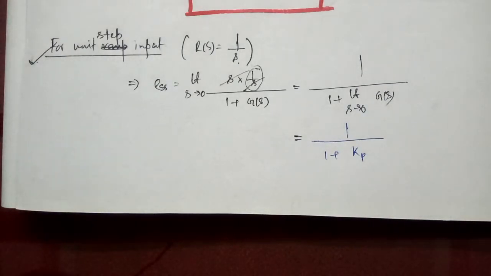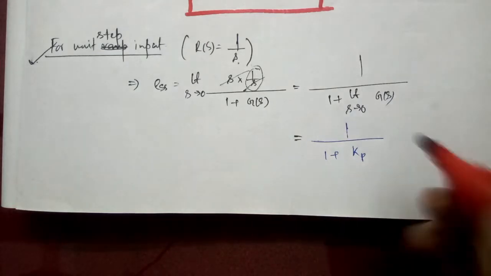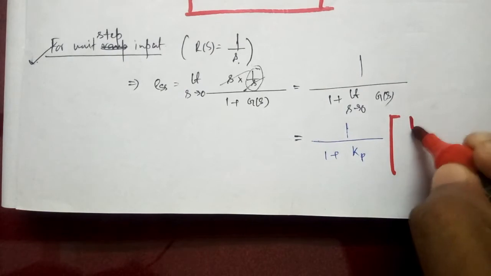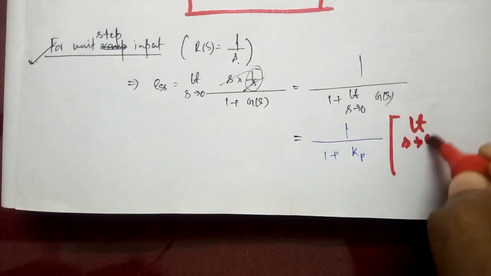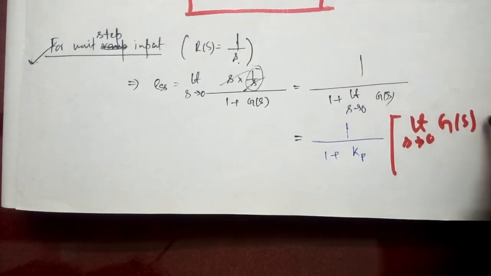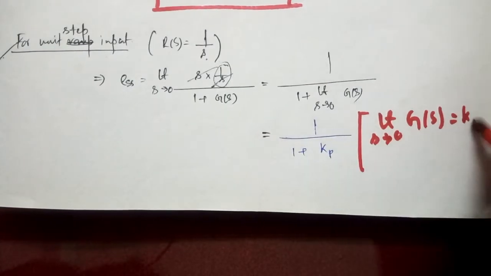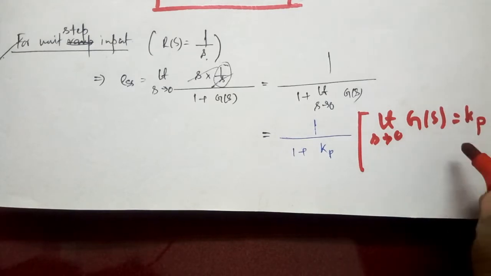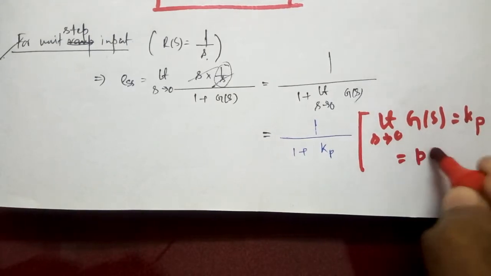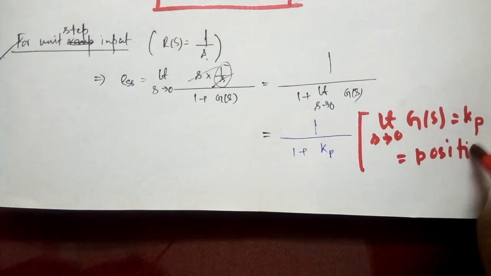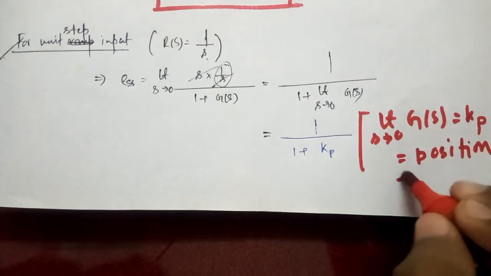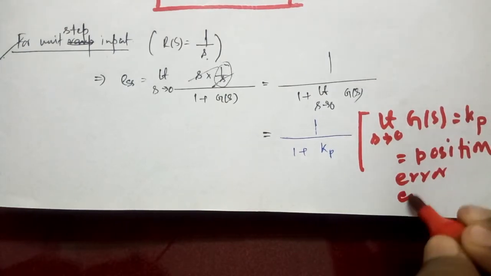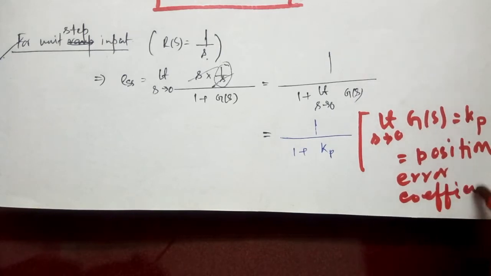Kp is called position error coefficient. So here limit s tends to 0 G(s) is equal to Kp, where Kp is the position error coefficient.